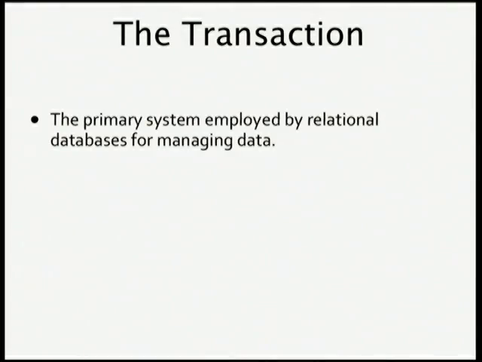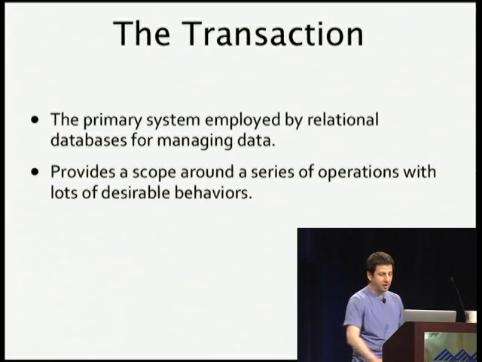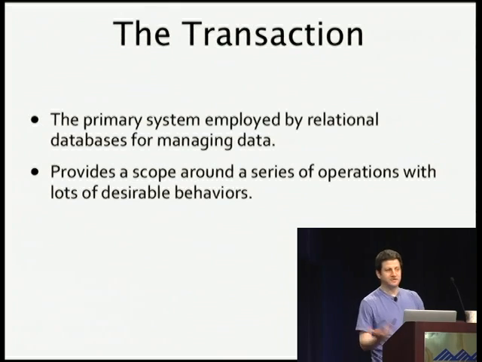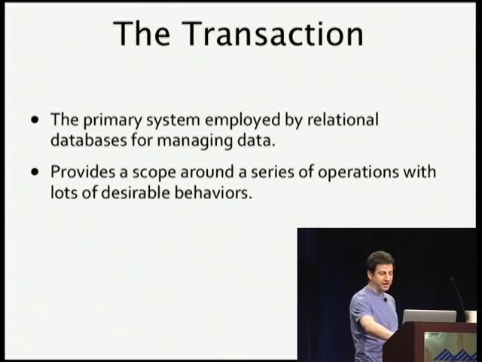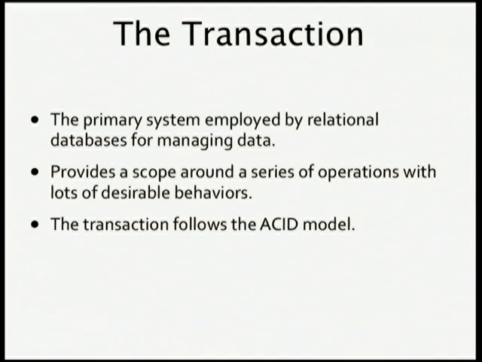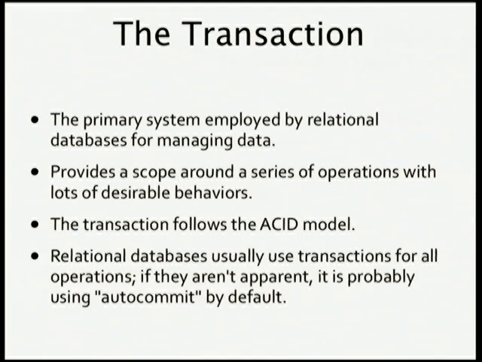So when we work with relational databases, the transaction is the primary system that it uses for managing any kind of data. All the data going in is managed within a transaction, and actually the data that's coming out that you see is usually coming through a transaction as well. It provides a scope around a bunch of operations with, in general, lots of desirable behaviors, things we like. It follows a model known as the ACID model, and we'll go through what ACID means in a second.